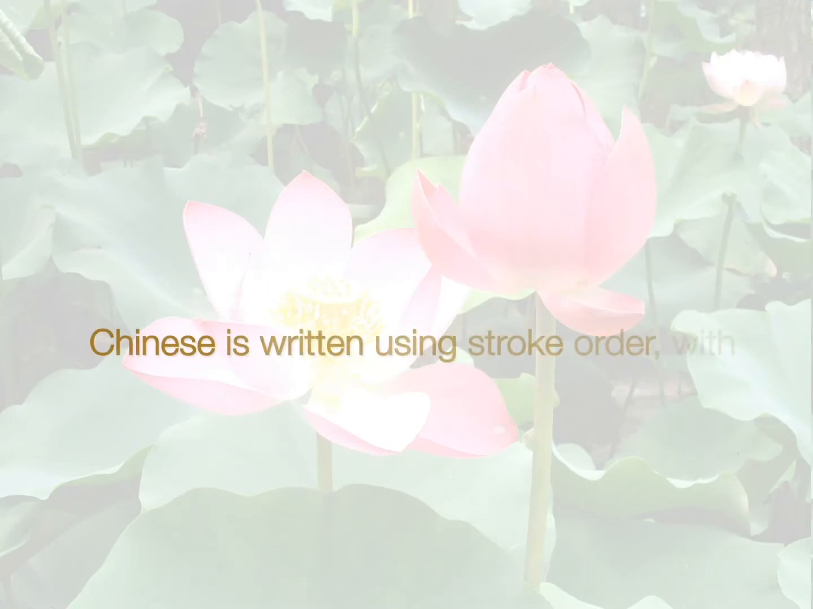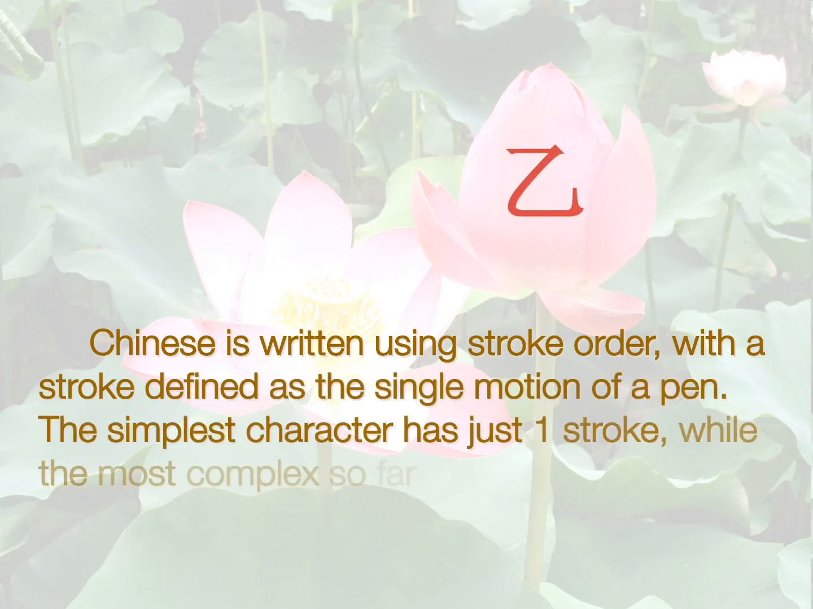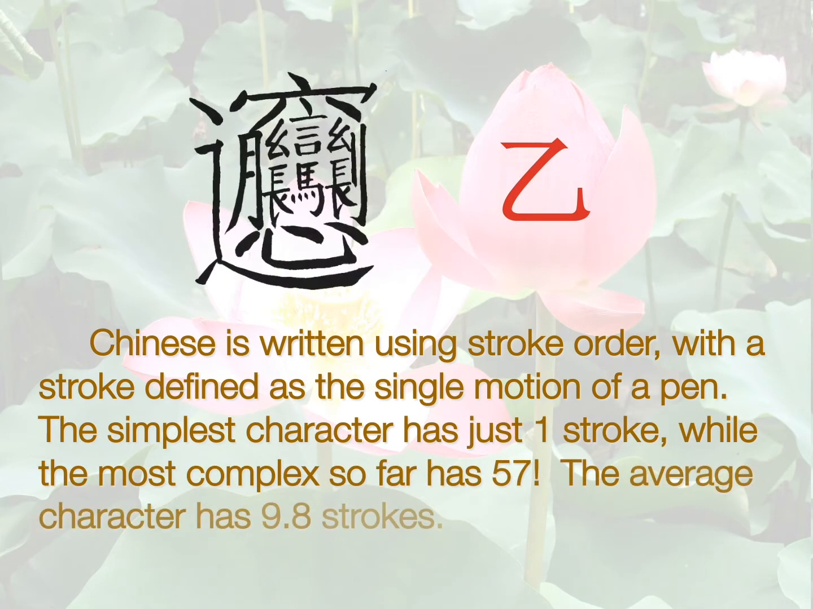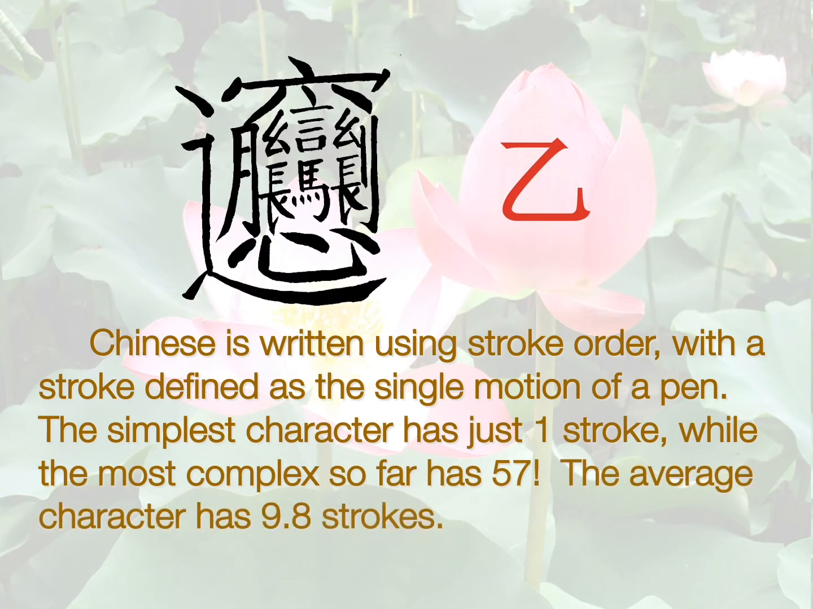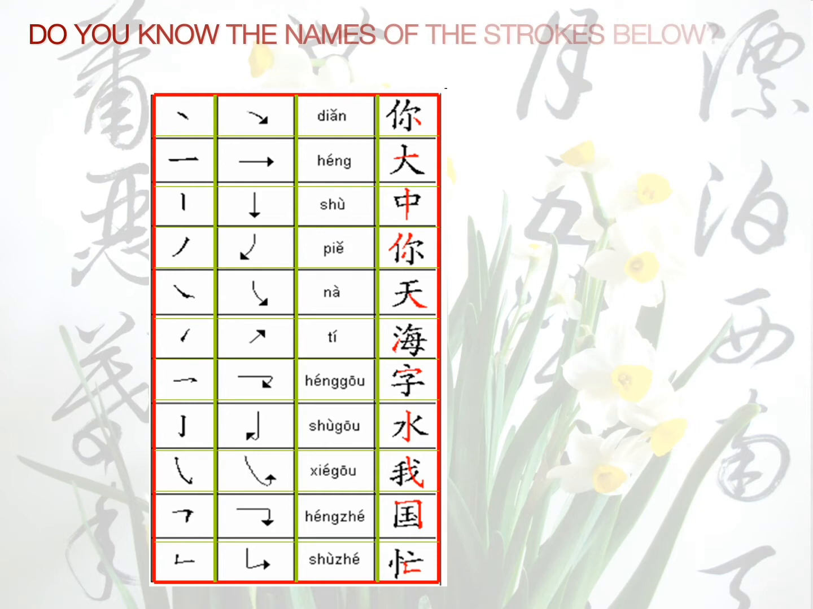Chinese is written using stroke order, with a stroke defined as a single motion of a pen. The simplest character has just 1 stroke, while the most complex so far has 57. The average character has 9.8 strokes. Did you know the names of the strokes below? Can you read or write them properly?